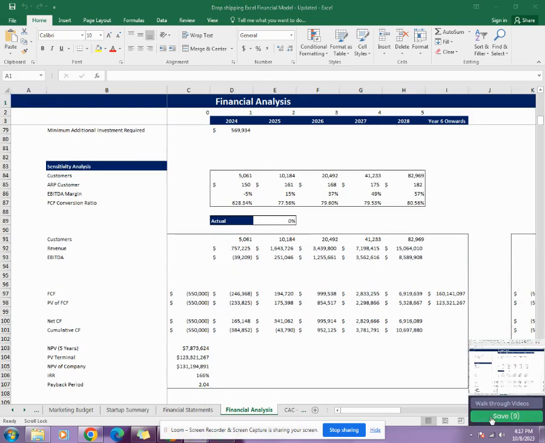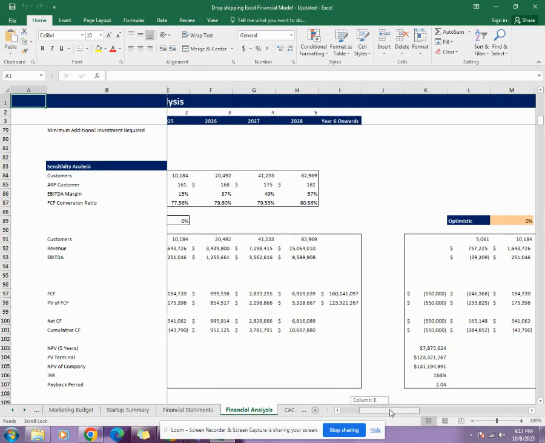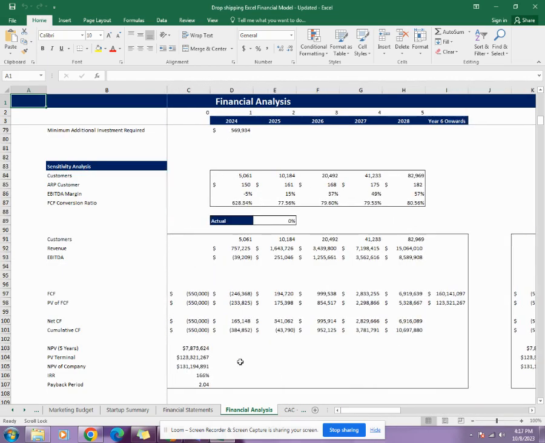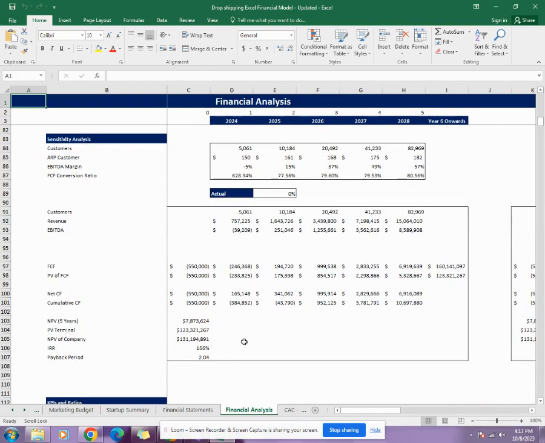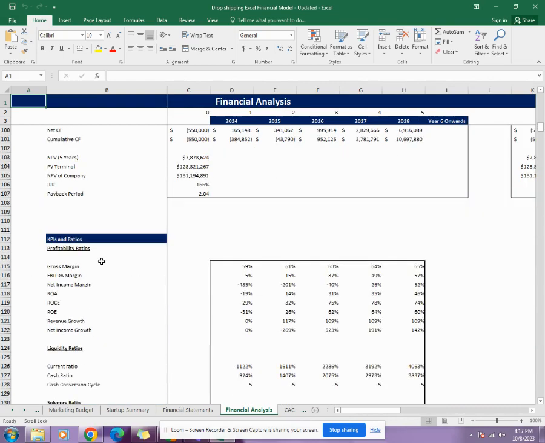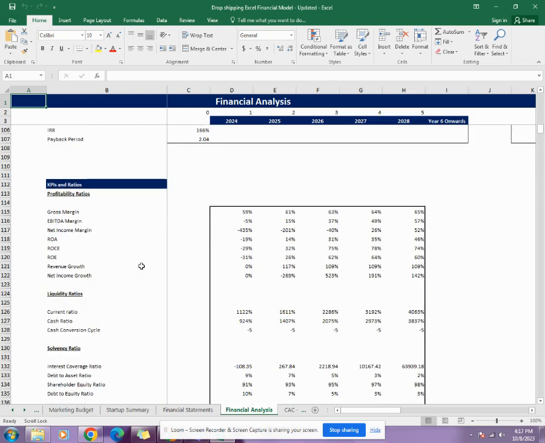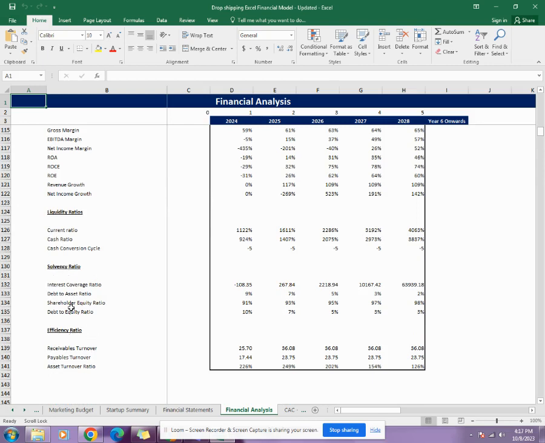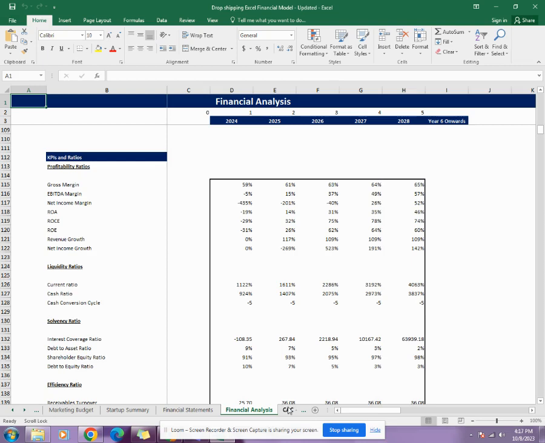The sensitivity analysis basically goes up to 3 different scenarios: actual, optimistic, and pessimistic, and gives the overall payback period of the business in these 3 different scenarios. Then comes the KPIs and ratios, which tell you about the profitability ratios, liquidity ratios, solvency ratios, and efficiency ratios. These ratios are usable in making financial decisions.